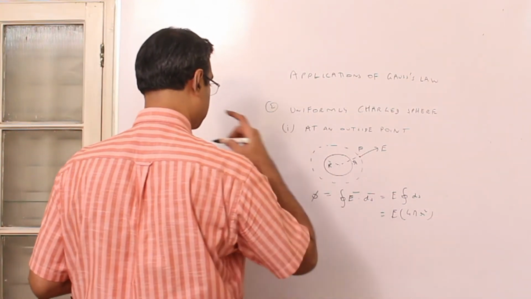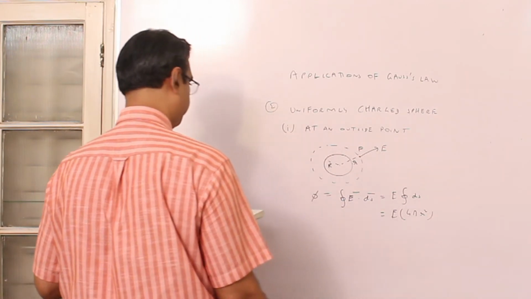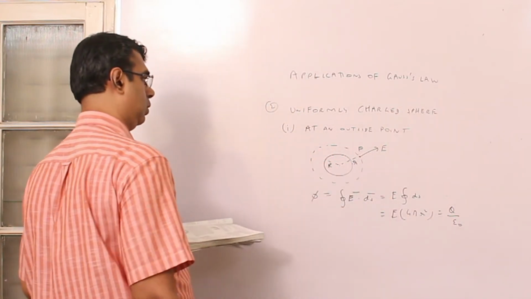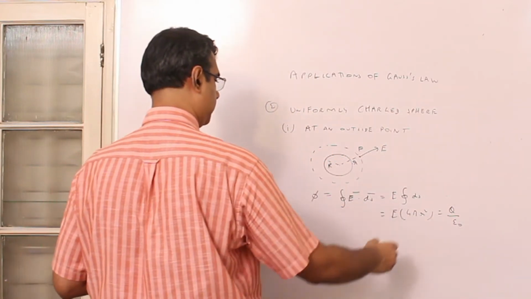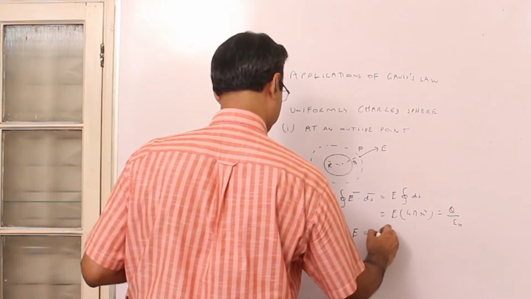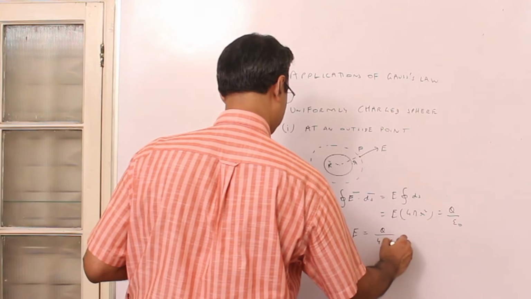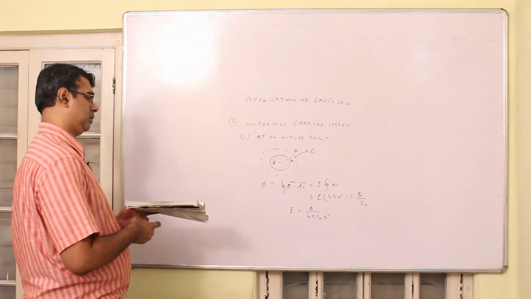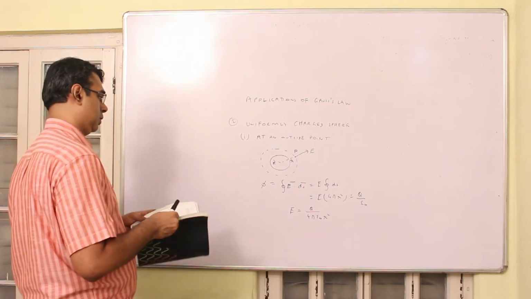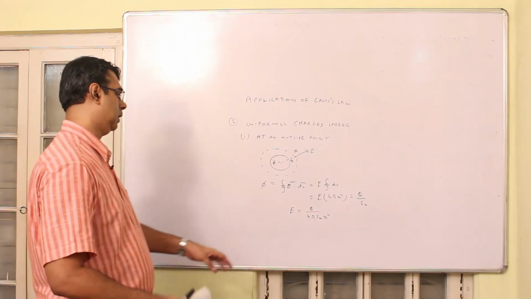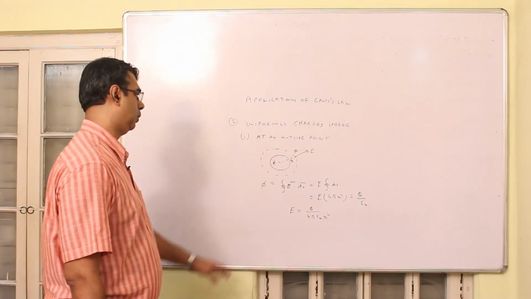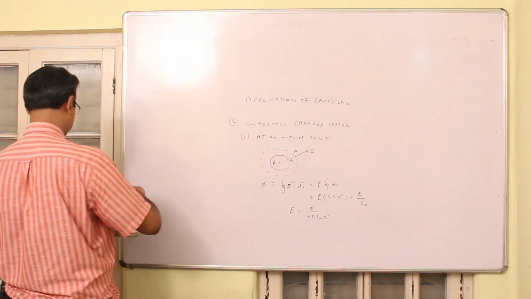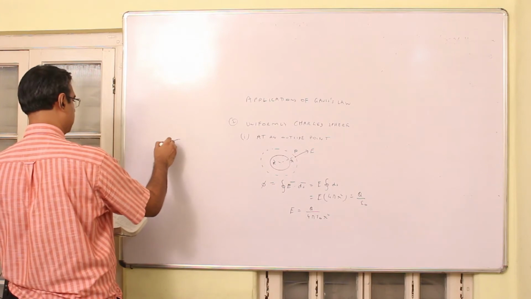So this will be the flux through this dotted surface, and let us say that the total charge enclosed in this uniformly charged sphere is capital Q. So we are getting the field at the point P is equal to Q by 4 pi epsilon naught into r square. So this is the formula to find the field at a point P outside a uniformly charged sphere. Now there is another possibility that the point may be inside the sphere.